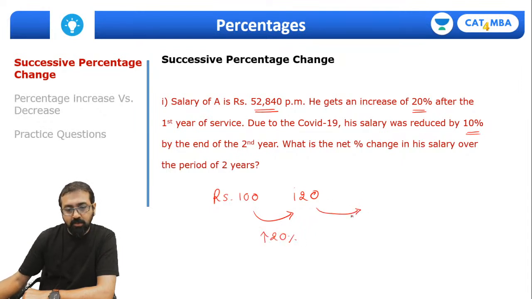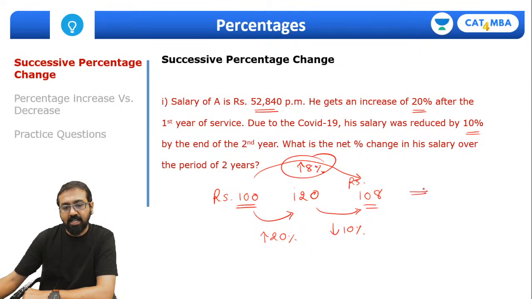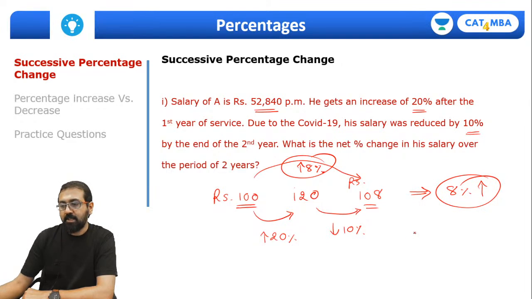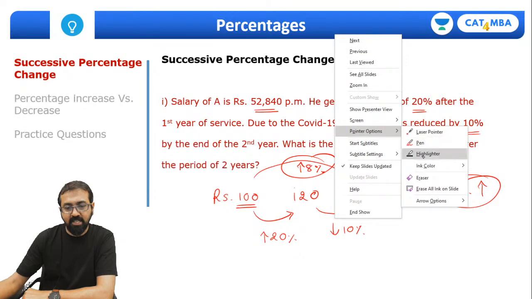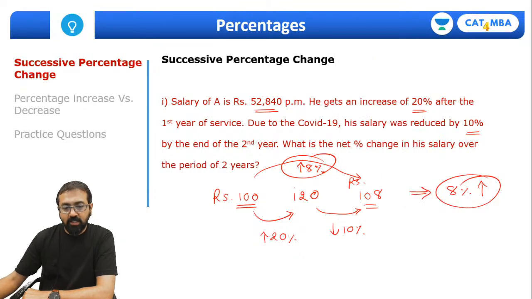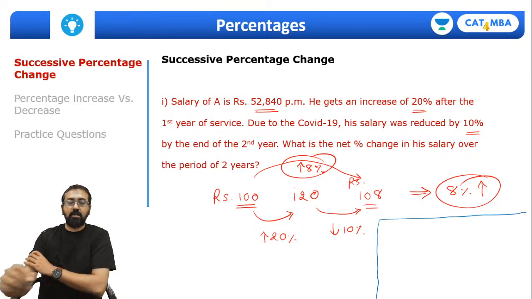Now decrease this one by 10%. So what is 10% of 120? Of course it's 108. So his salary was 100 and now it has become 108, right? So what is the net percentage change? Can I say it has increased by 8% effectively? This is the net percentage change, 8% increase, correct? Everyone, have you all understood now? Shubhankar, is that clear?